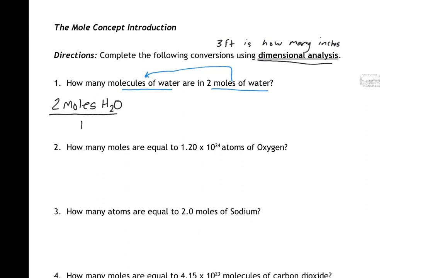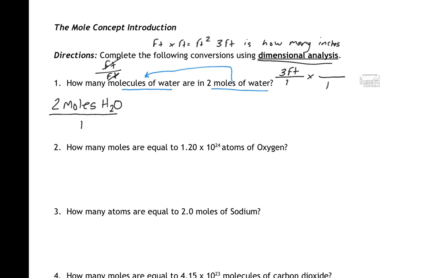So the way you would set this up is you would put 3 feet in a little fraction, 3 feet over 1. And then in math, if you take feet times feet, you get feet squared. But if you do feet divided by feet, then the units get canceled out. And so we want to get out of feet and we want to get to inches.